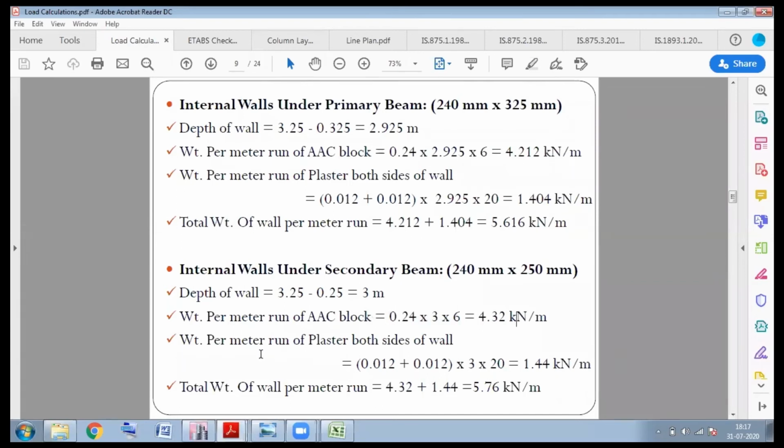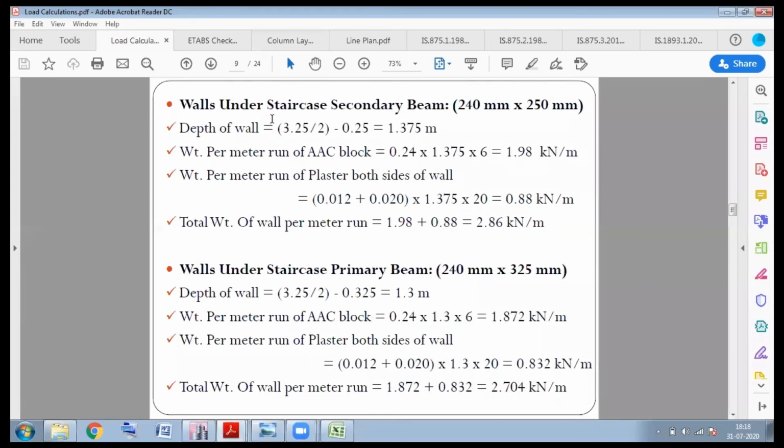And also the weight per meter run of plaster on both sides of the internal wall. So 12 mm into 3 is the height and 20 is the unit weight of the plaster, that is equal to 1.44 kilonewton per meter. So the total weight of wall per meter run is equal to 5.76.